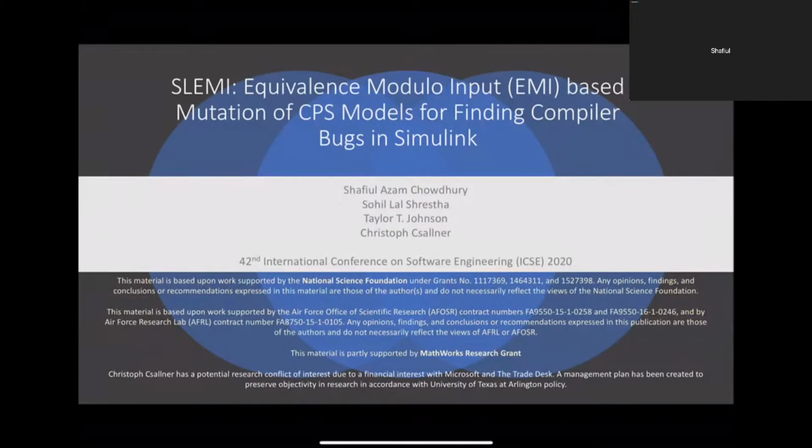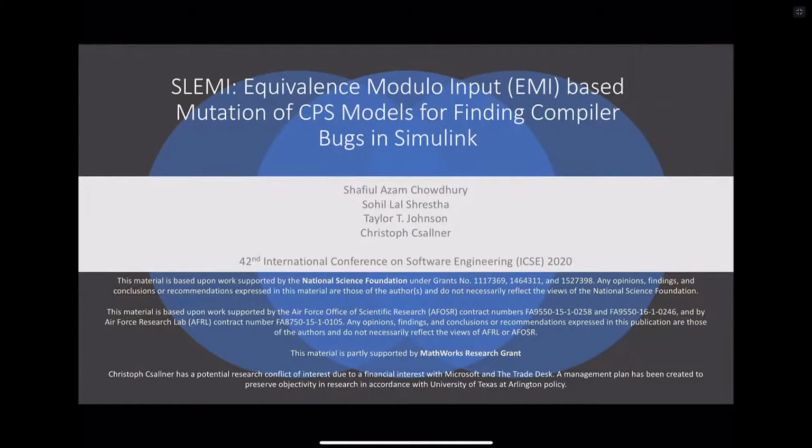Welcome everyone to our talk on Equivalence Modulo Input, or EMI-based mutation of cyber-physical systems, CPS, models to find compiler bugs in commercial toolchains like Simulink.